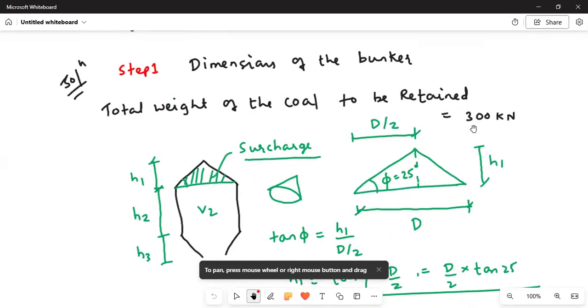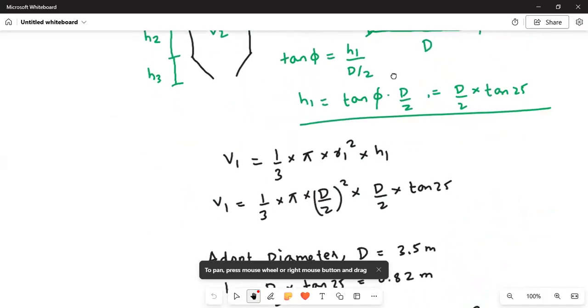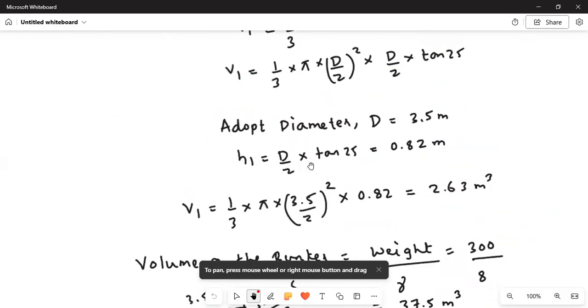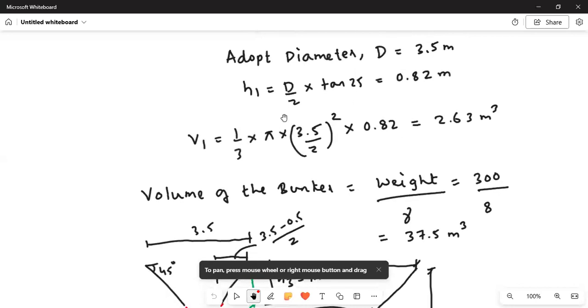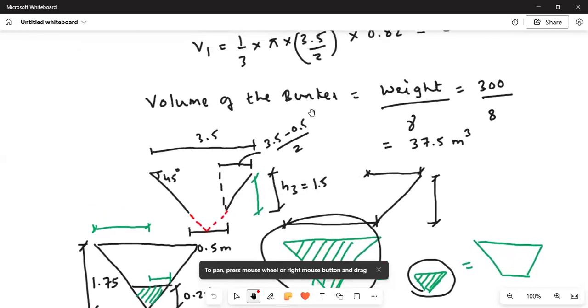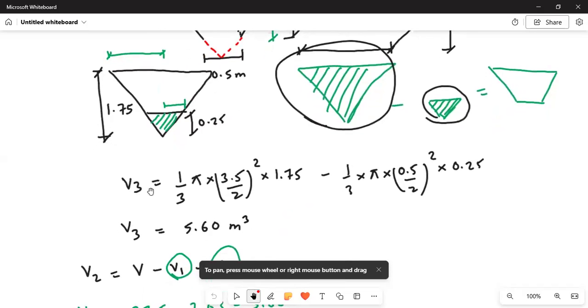Total weight to be retained is 300 kilonewton. Then we calculated the volume, V1, the volume of surcharge. After that we calculated H1. Once you got H1, then we calculated E1. Then we calculated the total volume of the bunker. Weight is given, density is given, so we find the total volume of the bunker. Then we calculated V3, that is the volume of the hopper bottom.